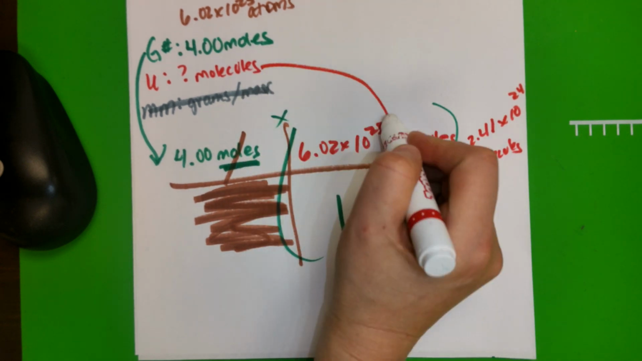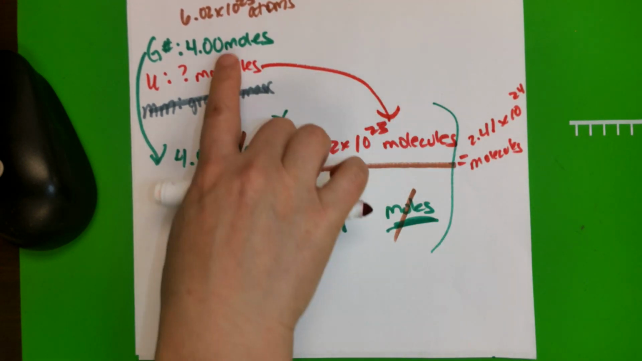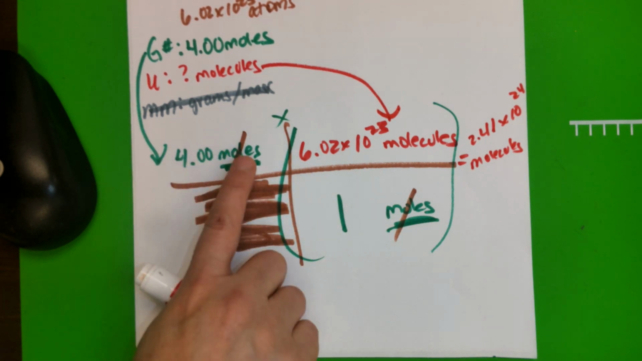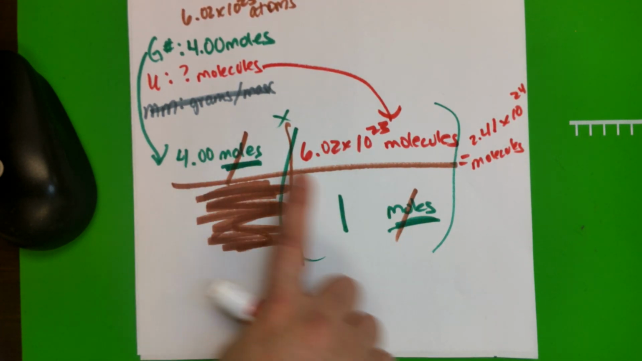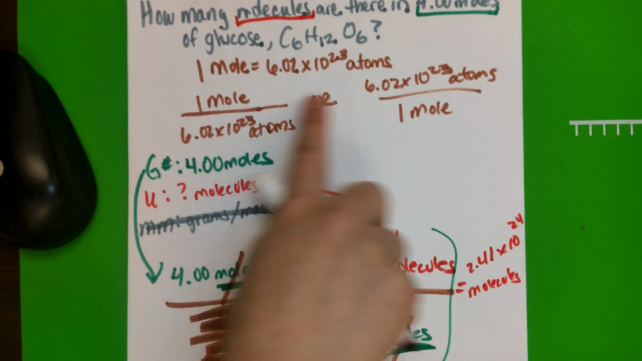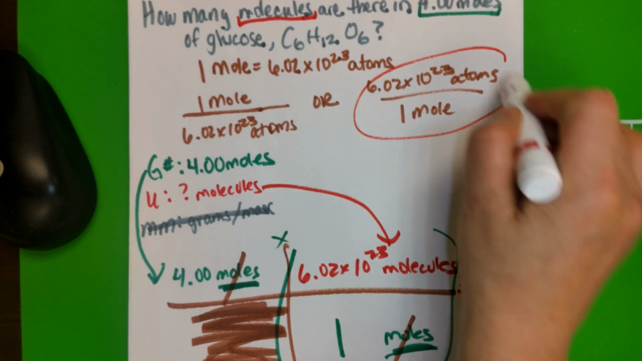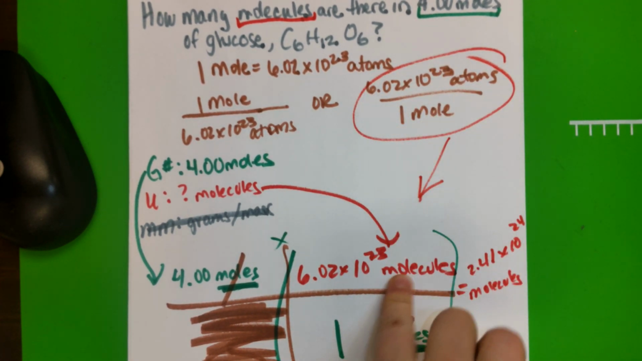You see how this one goes last on the top, and this one always starts at the top. You have to make sure that moles is on the bottom. That's how you can tell which one is going to go here, which was this one. This is the one that goes in there.